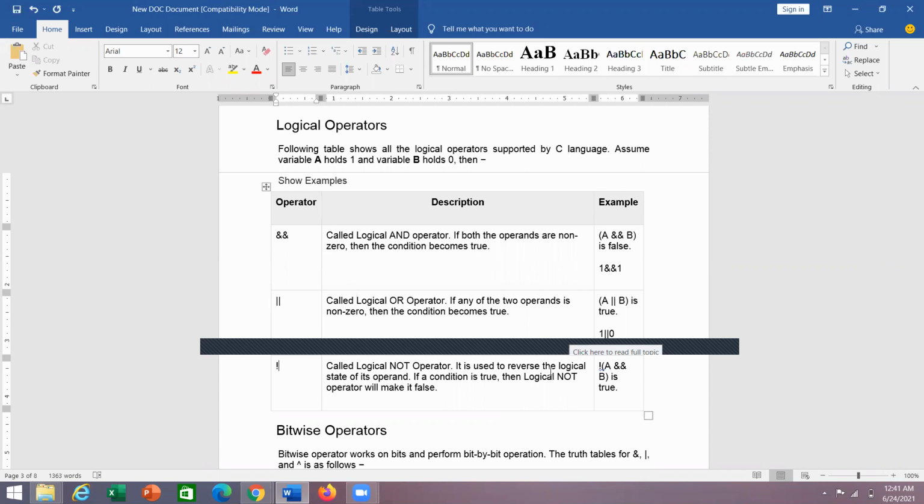For example, if A and B is true, it becomes true, but finally with NOT it will become false. Already we know the negation symbol. For example, if it is 0 and you apply the NOT operator, it becomes 1.